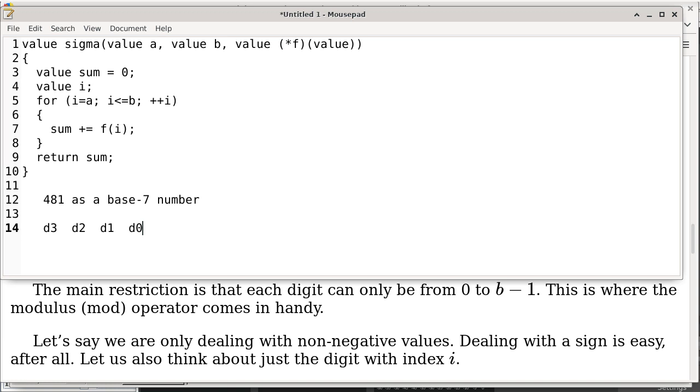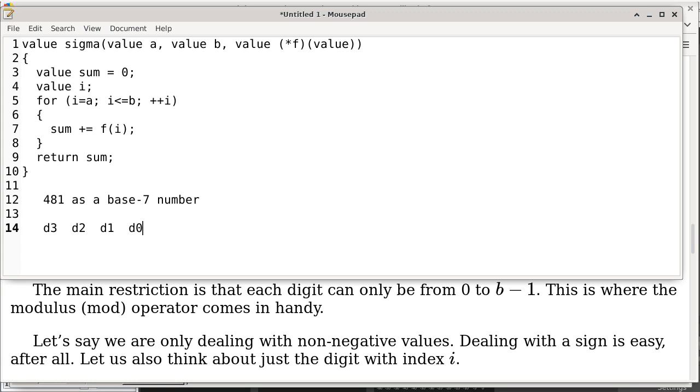What is the job of D0 in this case? It tells us how many 7 to the power of zeros do we have, right? Well, that's just a fancy way of saying 1. How many 1s do we have? How many 7s do we have? How many 49s do we have? And how many 343s do we have? Very good.